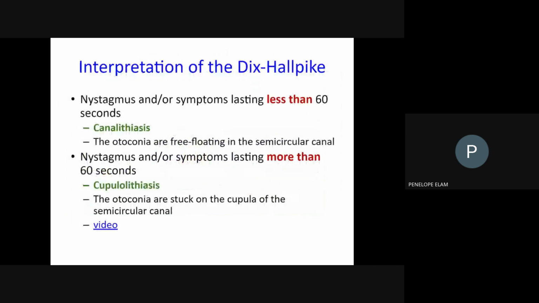So how do we tell whether it's a cupulothiasis or canalithiasis? We look at how long the nystagmus lasts. If the nystagmus or the symptoms last less than 60 seconds, we're going to consider it a canalithiasis. And that means, once again, that the otoconia are free floating in the semicircular canal. If the nystagmus or symptoms last longer than 60 seconds, we're going to categorize it as a cupulothiasis. So that means that the otoconia would be stuck on the cupula of the semicircular canal.